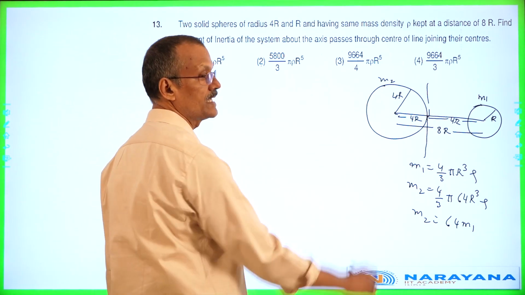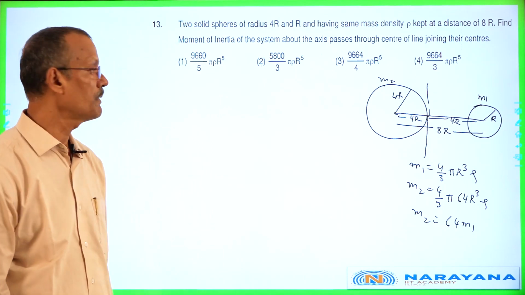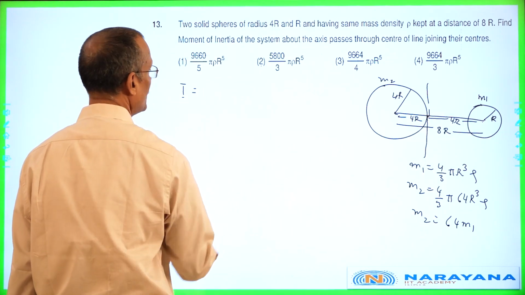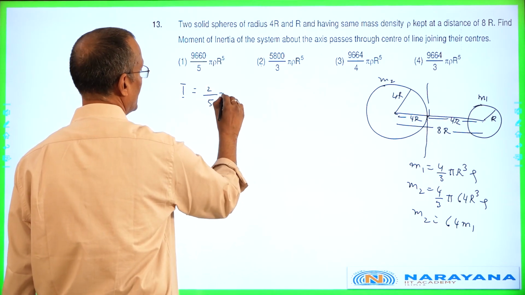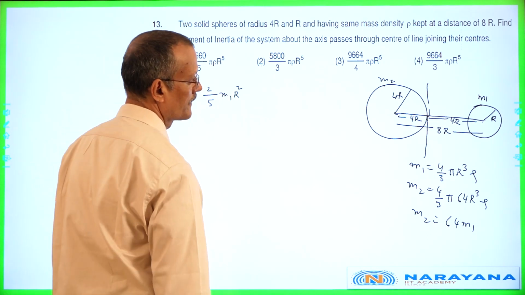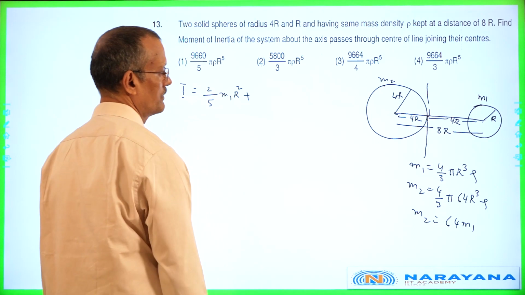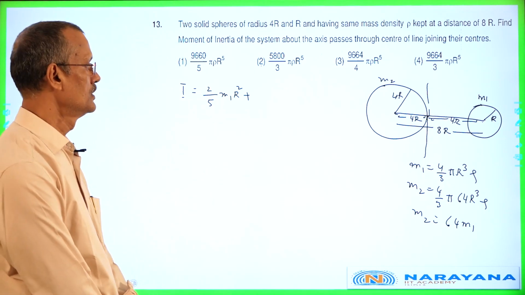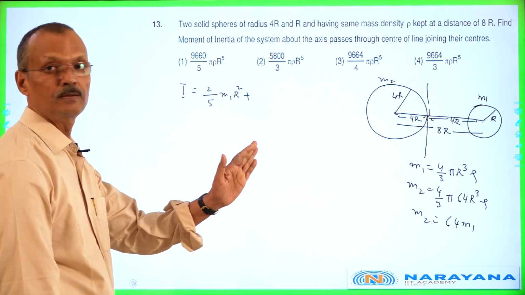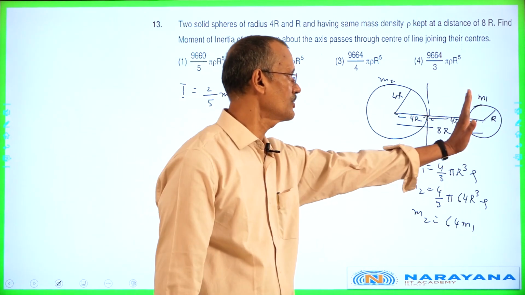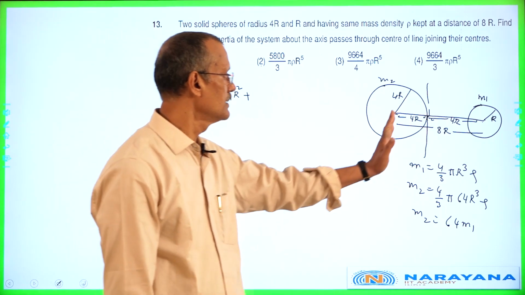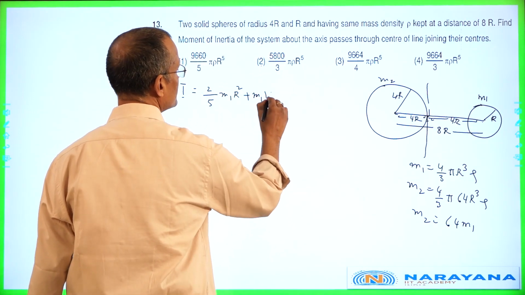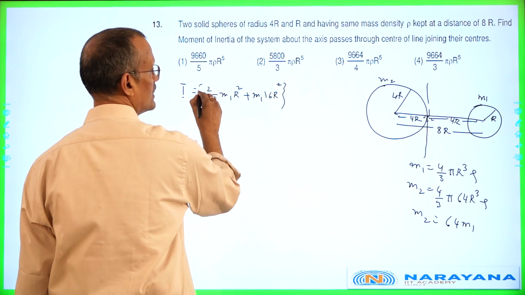For a solid sphere about its diameter, we know it is 2 by 5 mr squared. So first I am going for this, I net will become 2 by 5 m1 r squared, plus the parallel axis theorem. From here, it is situated at a distance 4r. Clear to you? So when you are going for the parallel axis theorem about this axis, it is the moment of inertia about its center of mass plus m into this distance squared. So it will become m1 16 r squared. This is for m1.